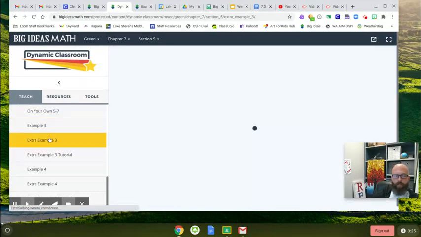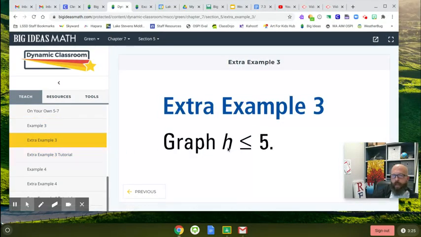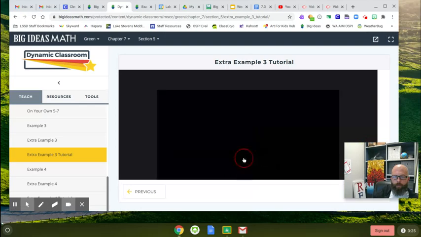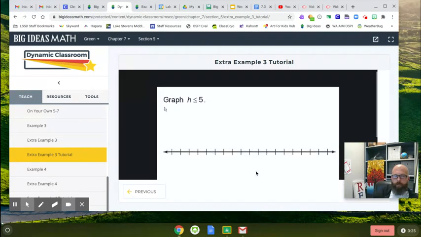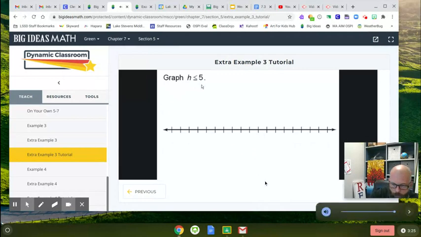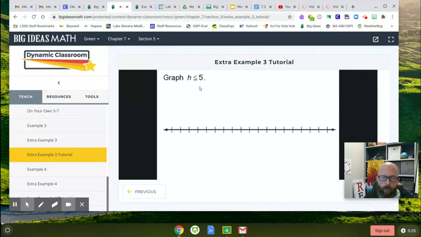All right, let's look at some more. Graph h is less than or equal to 5. The graph of an inequality shows all the solutions of the inequality on a number line. First, we need to label our number line. Put the given value 5 towards the center of the number line so it is easy to see the graph. Continue to label the number line on the left and the right of 5.